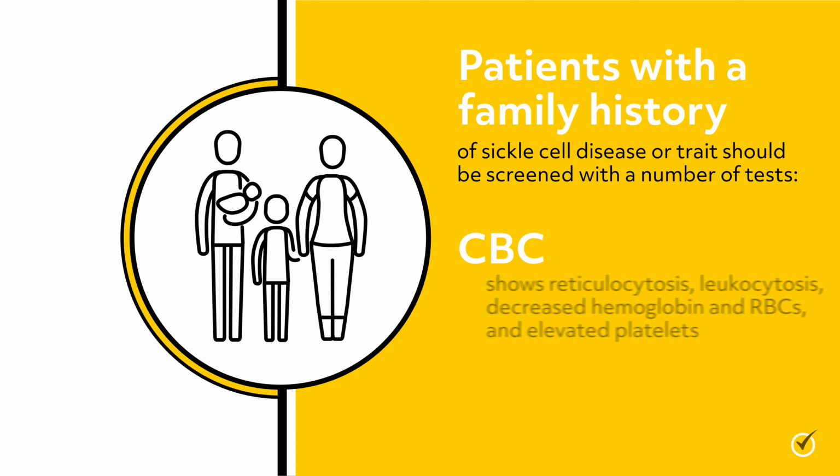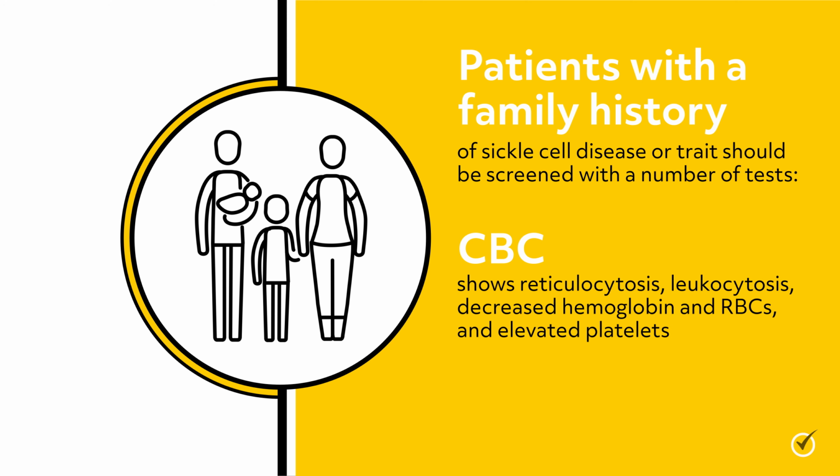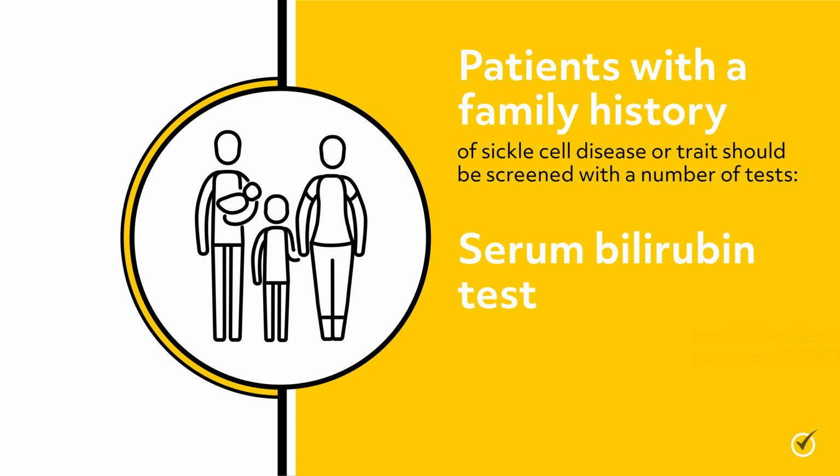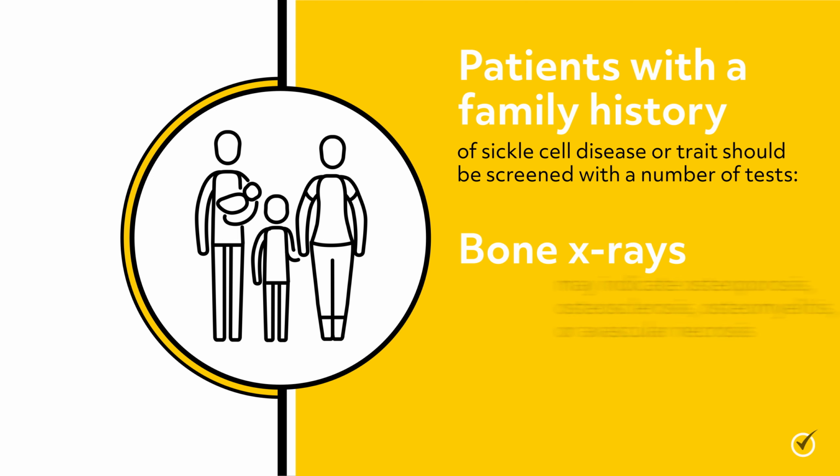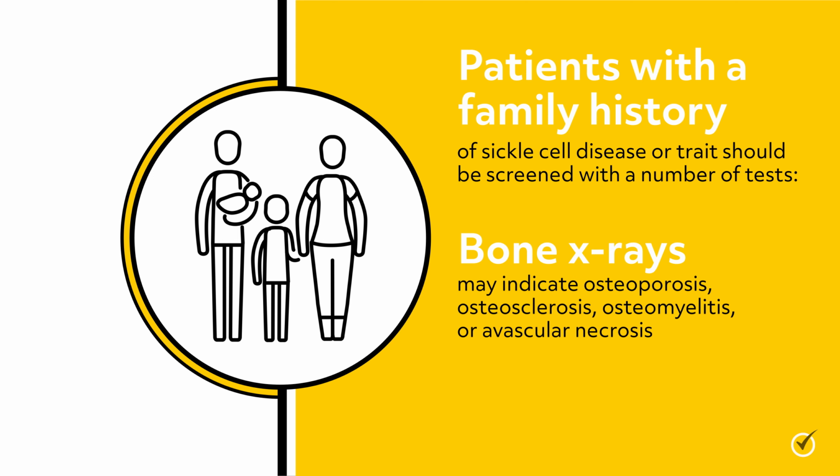A CBC shows reticulocytosis, leukocytosis, decreased hemoglobin and RBCs, and elevated platelets. A serum bilirubin test would be elevated due to increased RBC hemolysis. ABGs may reflect decreased PO2 or acidosis. Bone X-rays may indicate osteoporosis, osteosclerosis, osteomyelitis, or avascular necrosis.